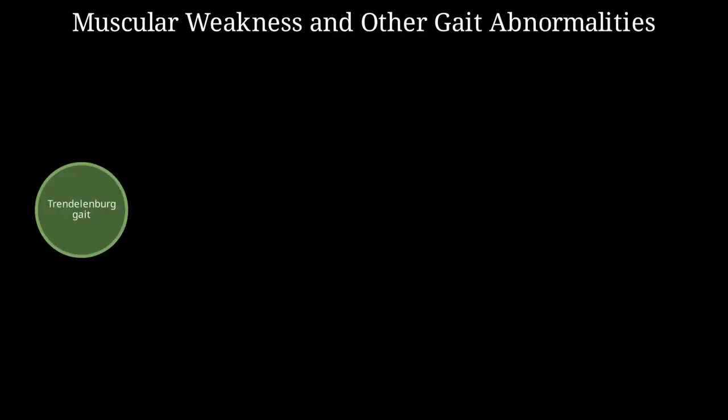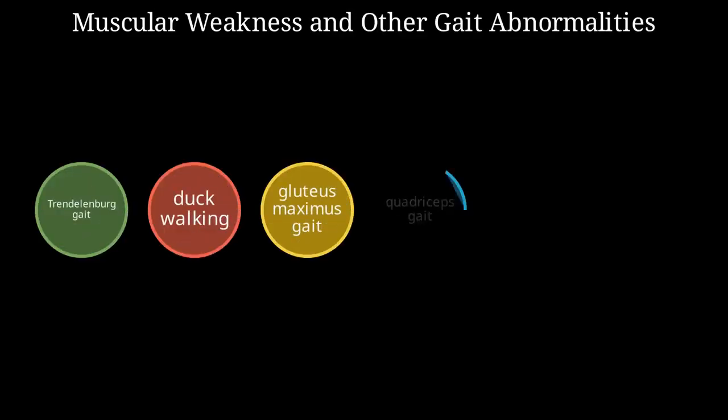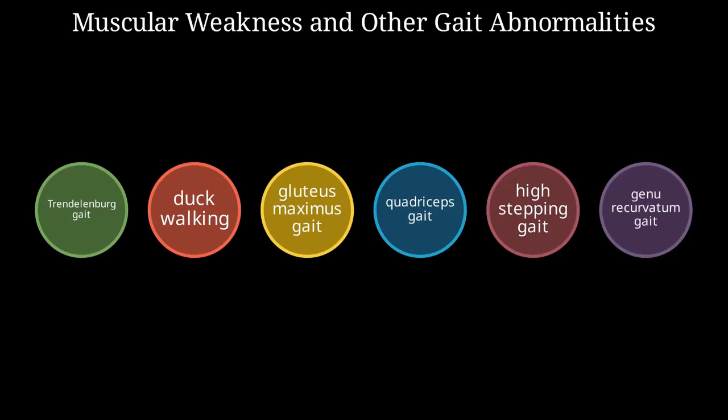Muscular weakness can cause Trendelenburg gait, pelvic drop; duck walking, bilateral abductor weakness; gluteus maximus gait, posterior trunk lurch; quadriceps gait, hand to knee; high stepping gait, foot drop; genu recurvatum gait, knee hyperextension; and more.